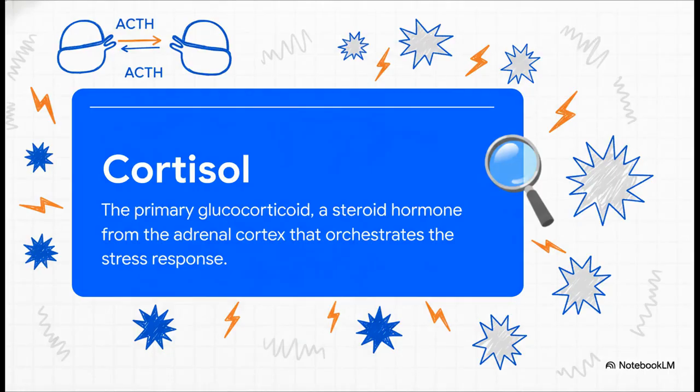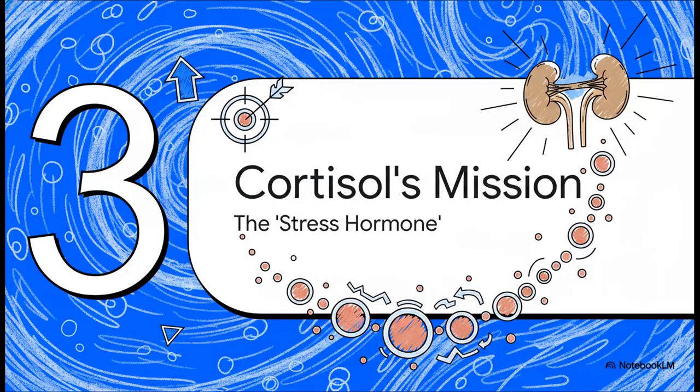And finally, when ACTH gets to the adrenal cortex, it stimulates the production and release of our final hormone, cortisol. As the body's main glucocorticoid, cortisol is the one that actually goes out and carries out the stress response mission across the entire body. So that brings us to Section 3, cortisol's mission.